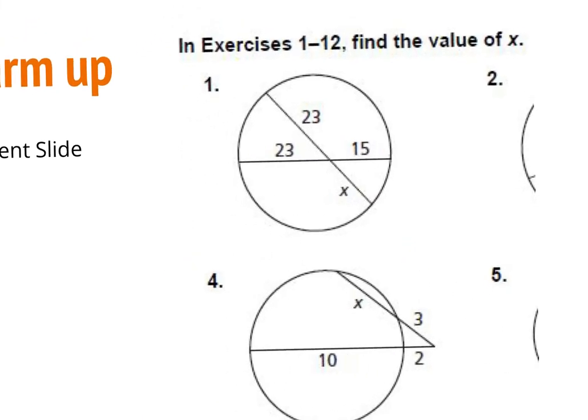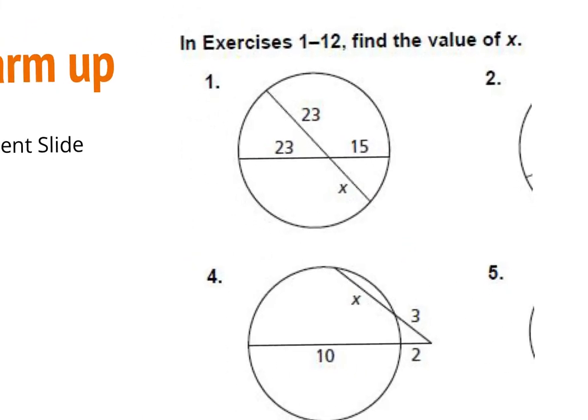Guys, how do we do number 1? How do we find x? Mariana: Multiply the two sides of the 40. Okay, so what do I multiply? 23 and x and 23. So 23 times x should be equal to 23 times 15.